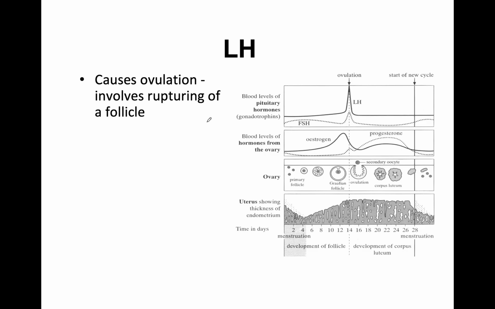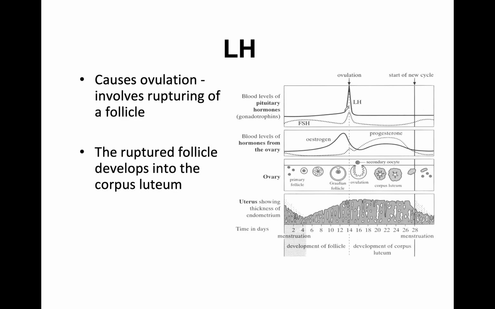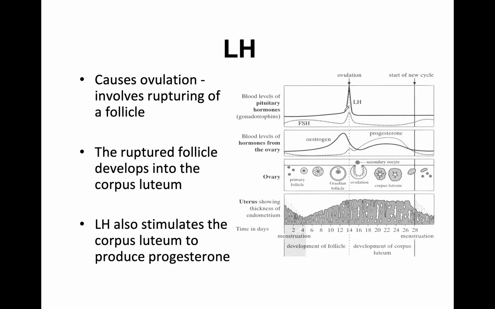LH, luteinizing hormone, is what causes the Graafian follicle to rupture. The Graafian follicle then develops into the corpus luteum. So LH also stimulates the corpus luteum to produce progesterone. If we look at the diagram there, we can see that the LH reaches its highest concentration just prior to ovulation, at around 14 days. So it's the LH which is responsible for rupturing that Graafian follicle.